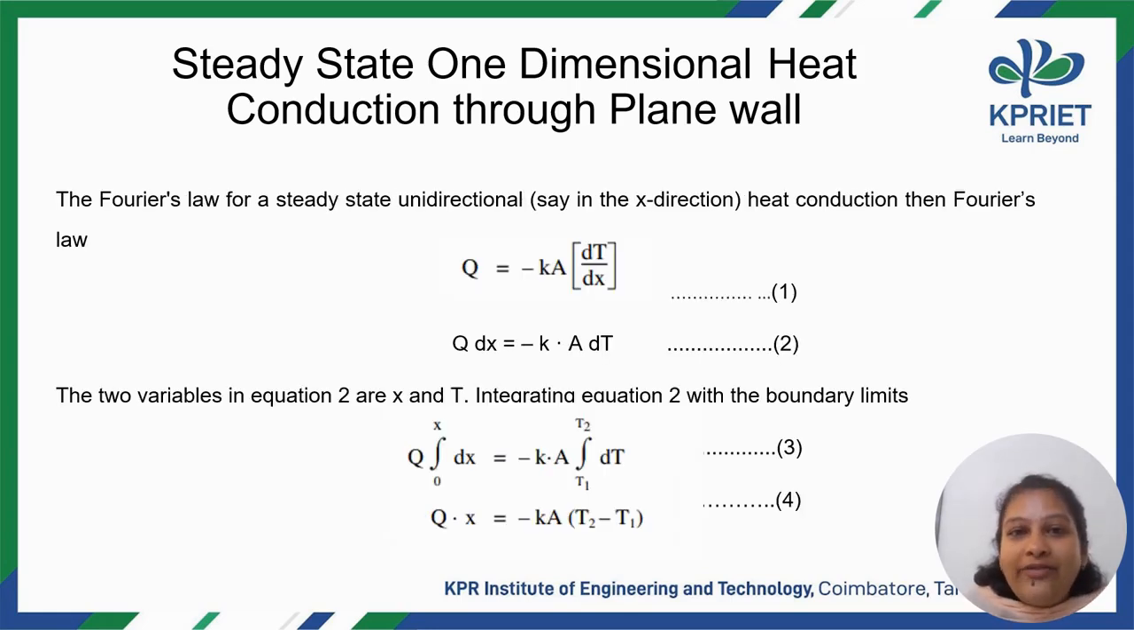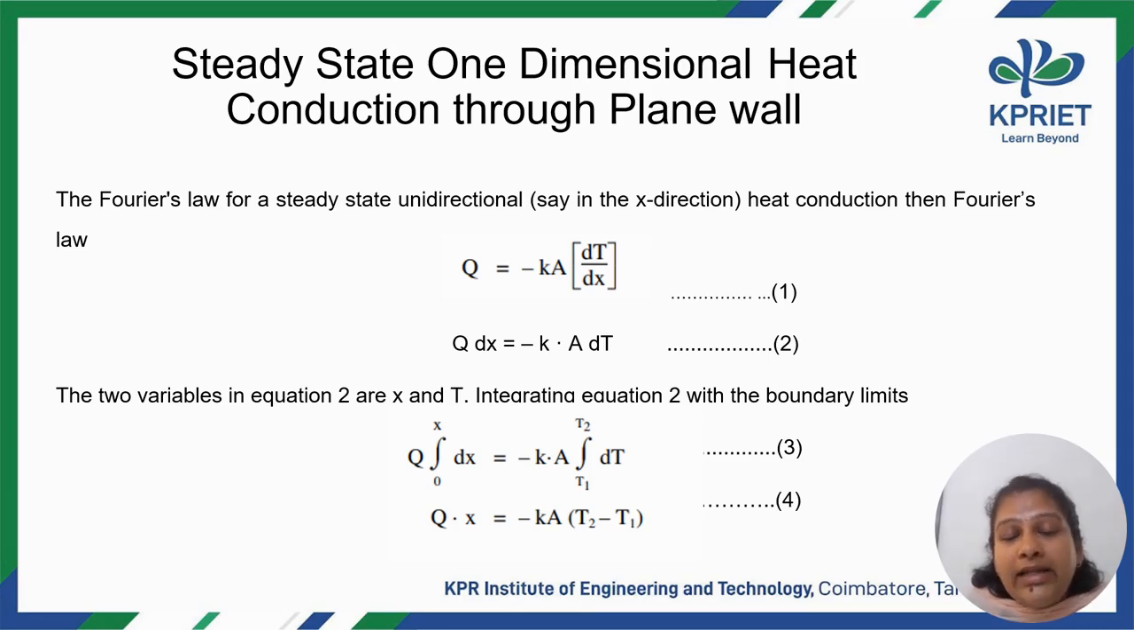We know that Q is equal to minus KA dT by dx. So here x is nothing but the thickness, T is nothing but the temperature, K is the thermal conductivity and A is the area of the wall. Here there are two quantities that are going to vary: one is the thickness x and the other is the temperature T. So both the quantities can be integrated with respect to their boundary conditions. The boundary conditions are: at T is equal to T1, x is equal to 0, and at T is equal to T2, x is equal to x. So these are the two boundary conditions.